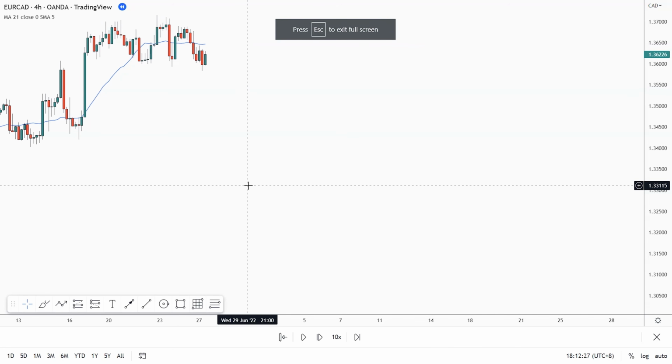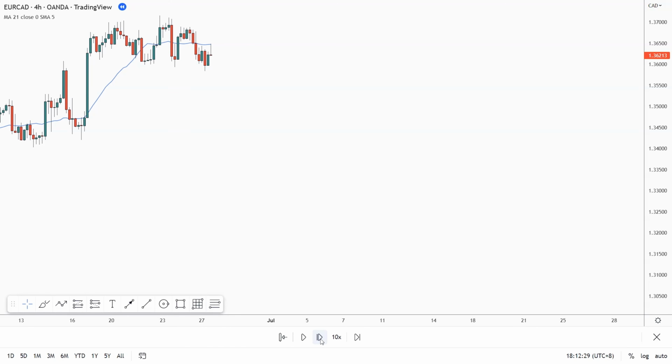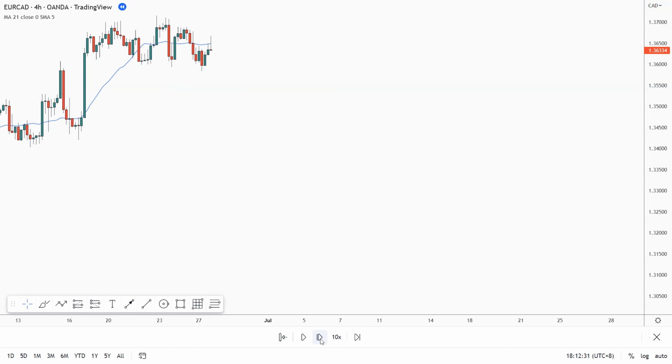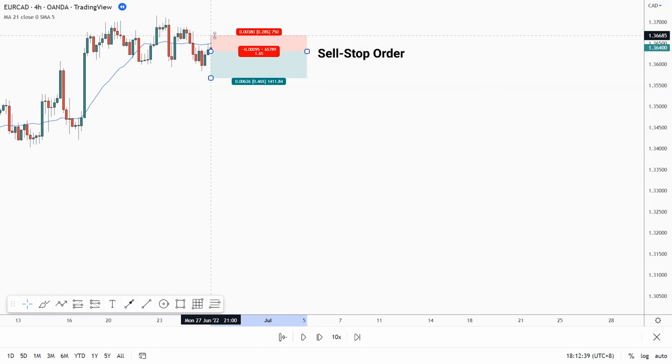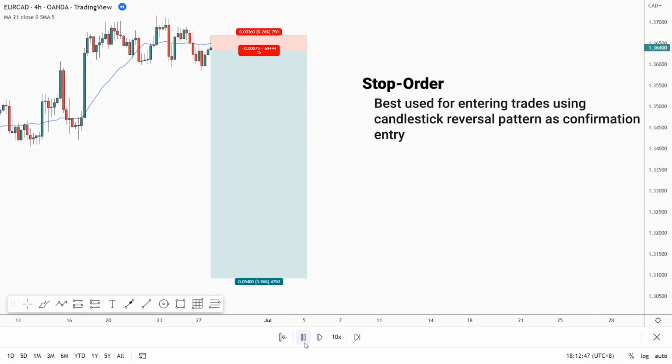Okay, now, let's repeat the scenario. However, this time, we will enter via pin bar rejection. After a push in price, it pulled back at the 21 moving average. Then, it closed below it, and rejected it. So, again we enter a sell stop order, just right below the pin bar pattern. Again, it's always best to use stop orders when using candlestick reversal patterns.